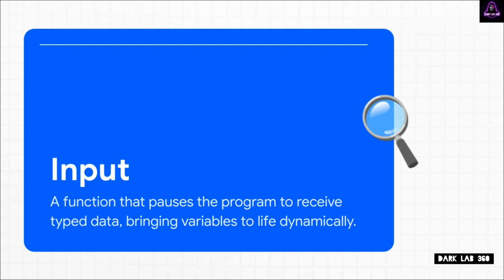When your code hits an input function, it literally pauses its execution. It just sits there, waiting for the user to type something into the terminal and hit enter. Suddenly, your variables are defined on the fly. This is what makes your program dynamic and truly reactive to whoever happens to be sitting in front of the screen.